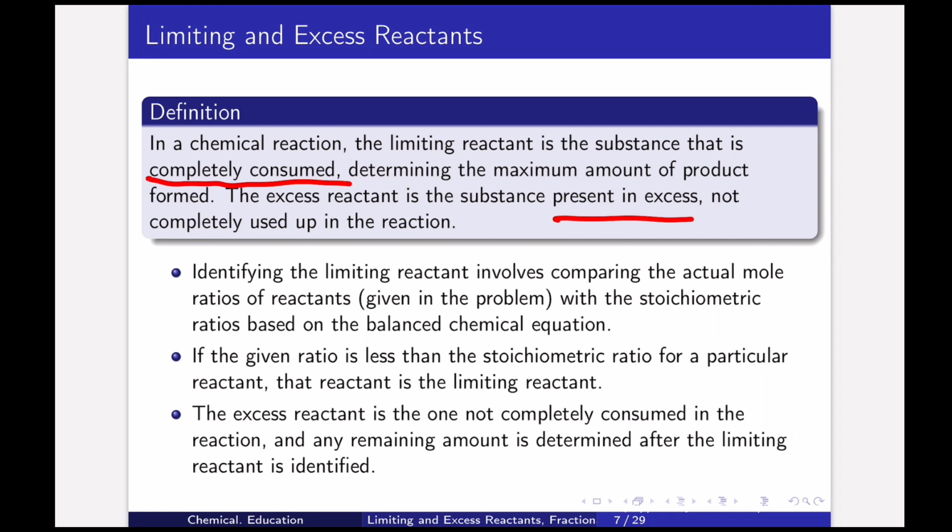What are the key takeaways? Identifying the limiting reactant involves comparing the actual mole ratio of the reactants given in the problem with the stoichiometric ratio based on the balanced chemical reaction. If the given ratio is less than the stoichiometric ratio for a particular reactant, that reactant is the limiting reactant. The excess reactant is the one not completely consumed in the reaction, and any remaining amount is determined after the limiting reactant is identified. I'll take one example to understand all these statements.